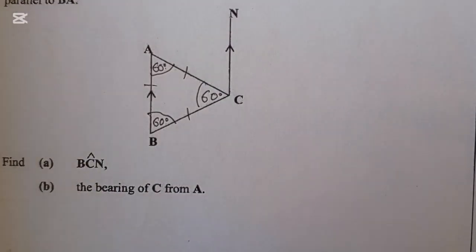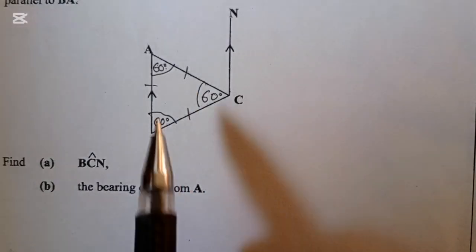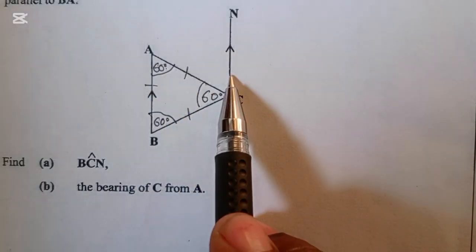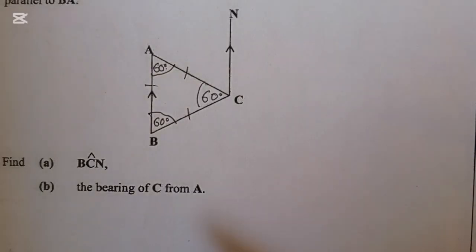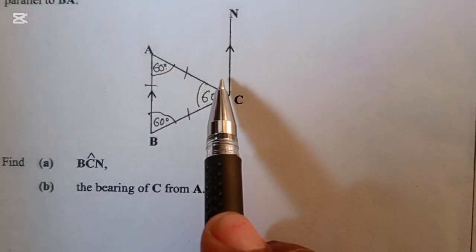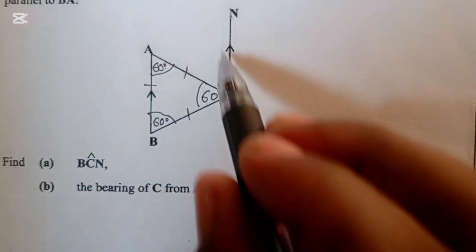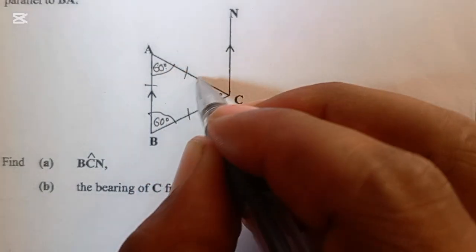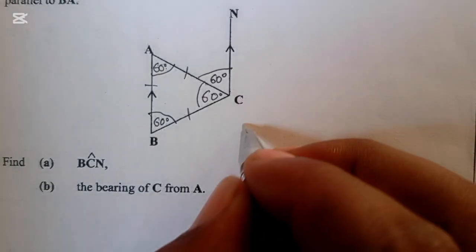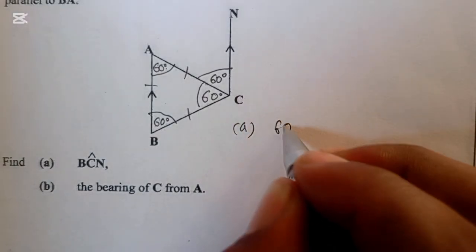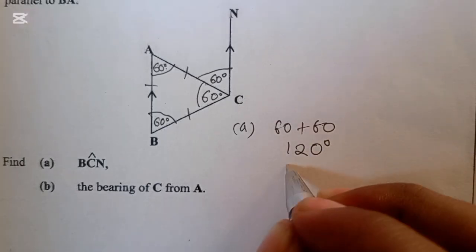So find angle BCN. Remember that this one is parallel to this one. So if I've got a line joining the two parallel lines, then this angle is alternating to this angle. So it is making a Z. So if this is 60, this is also 60 degrees. So the answer there is 60 plus 60. The answer is 120 degrees.